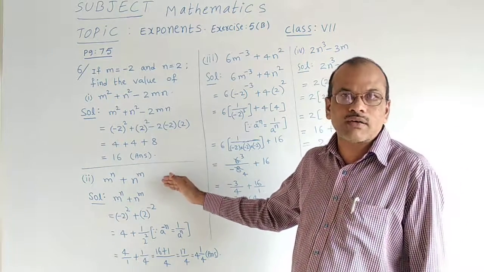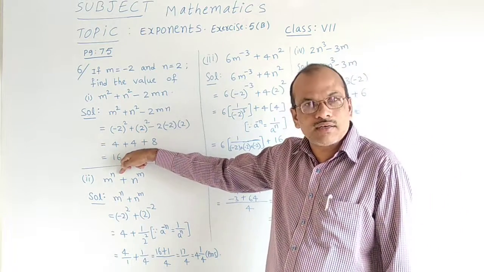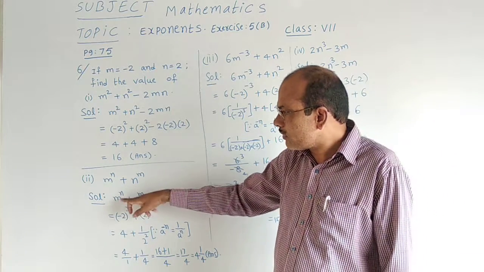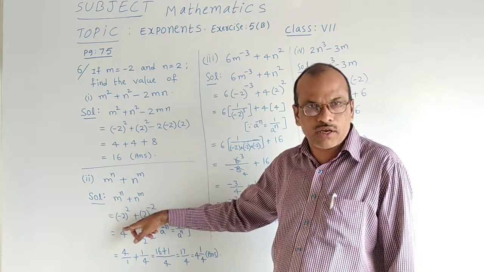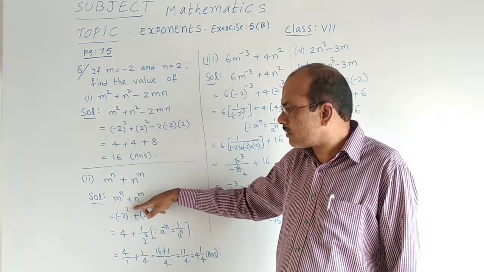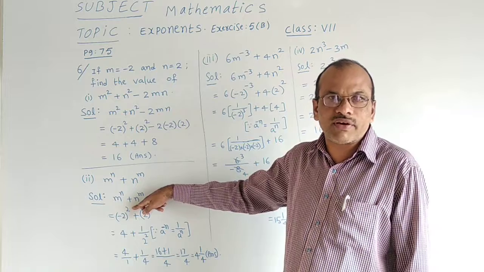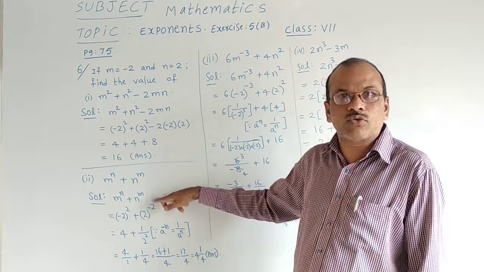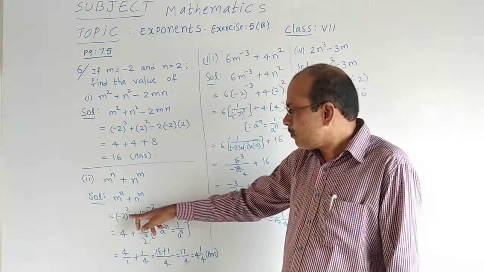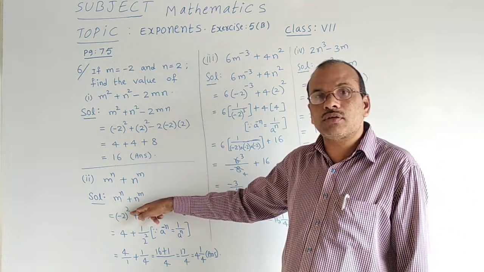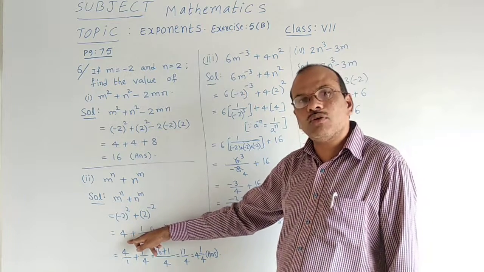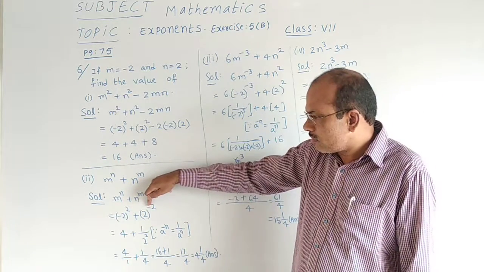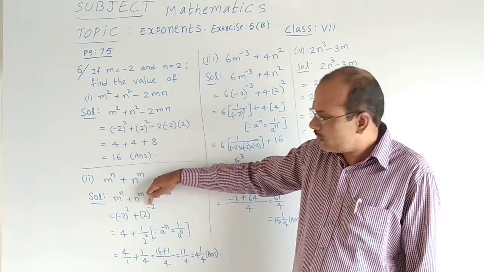Then if we go for the second one, m to the power n plus n to the power m. Now m value minus 2 as a base and whole to the power n value 2 as the power, plus n value 2 and power is minus 2 because m is minus 2 there. Minus 2 whole square, that means minus 2 into minus 2 gives you 4, plus 4, plus symbol. Here the power has a minus symbol.